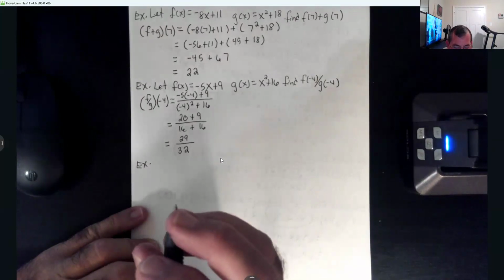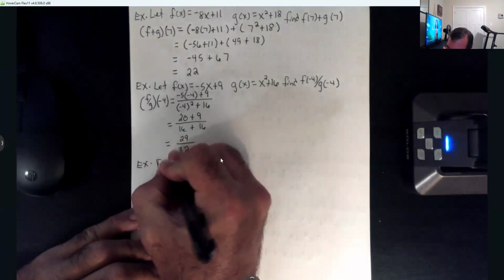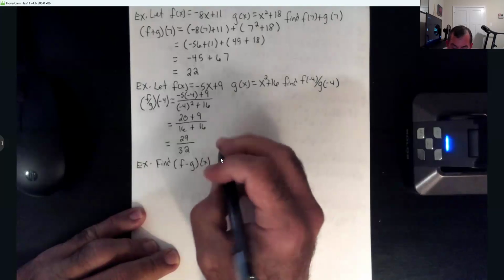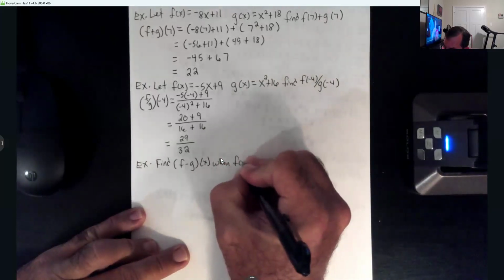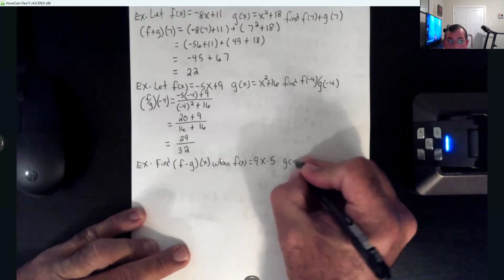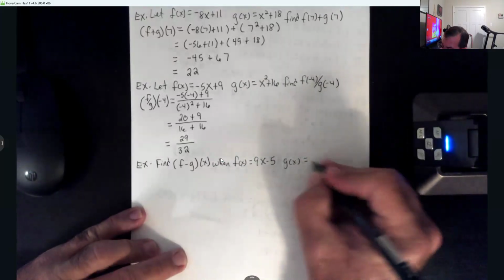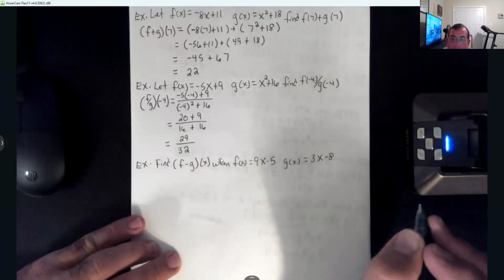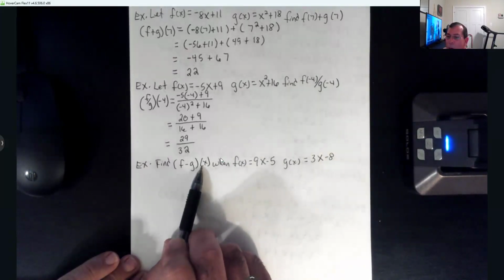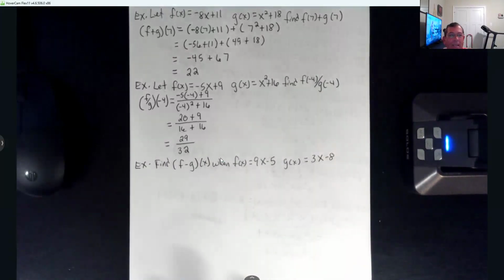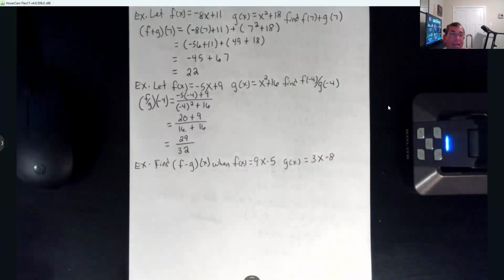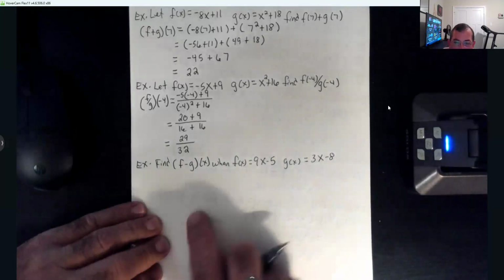All right, y'all, on this one, they're saying find f minus g of x when f of x equals 9x minus 5 and g of x equals 3x minus 8. Now notice, they didn't give me a number on this one. So there's no way I'm going to get a single number on this answer. All we're going to be able to do is try to subtract them and then simplify it, okay? So y'all, here we go.